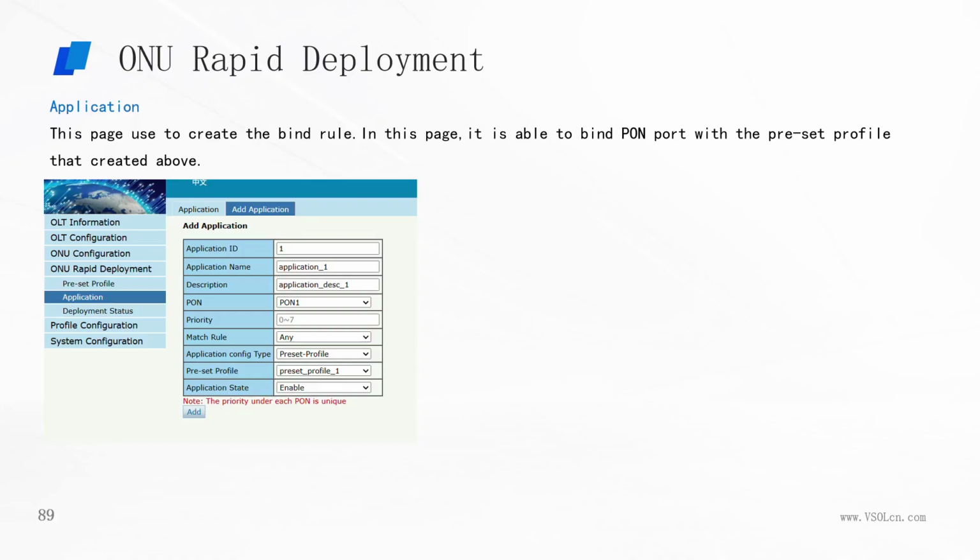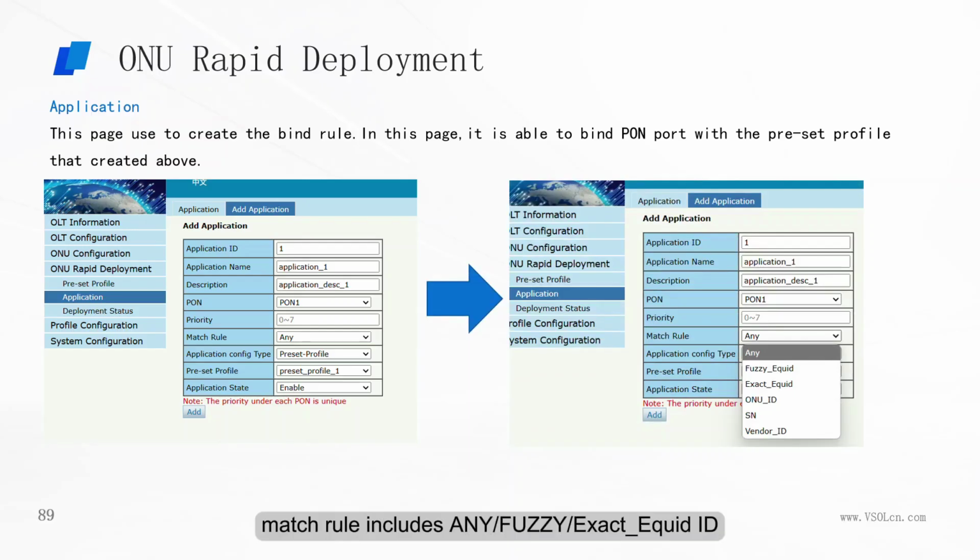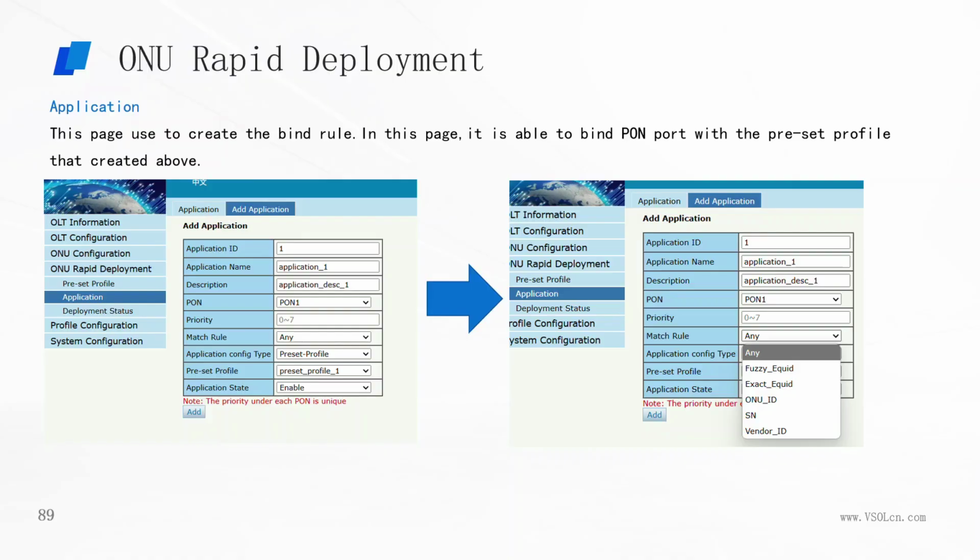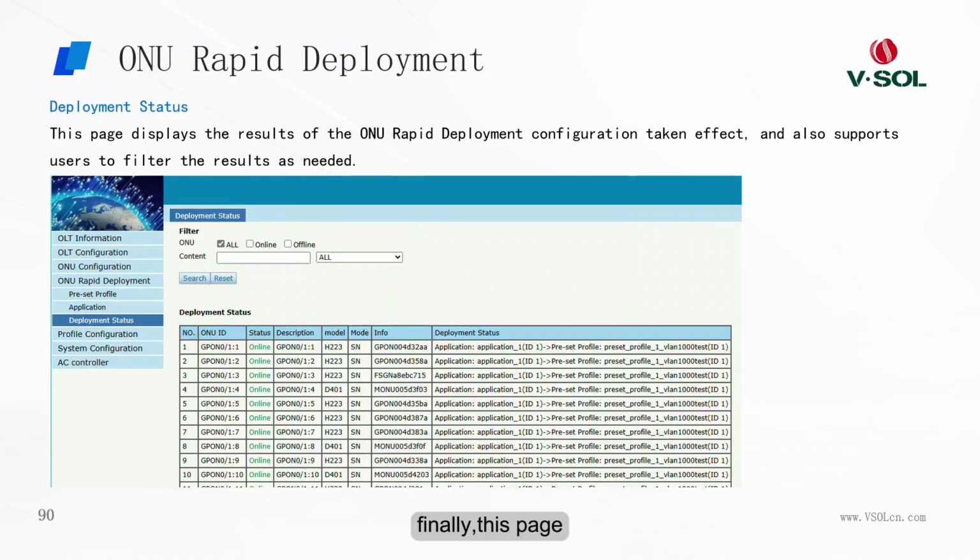Match rules include fuzzy equipment ID, exact equipment ID, ONU ID, SN, and vendor ID. You can flexibly bind the devices under the PON port. Finally, this page can check the applied status of the preset profile and displays the results of the ONU rapid deployment configuration.